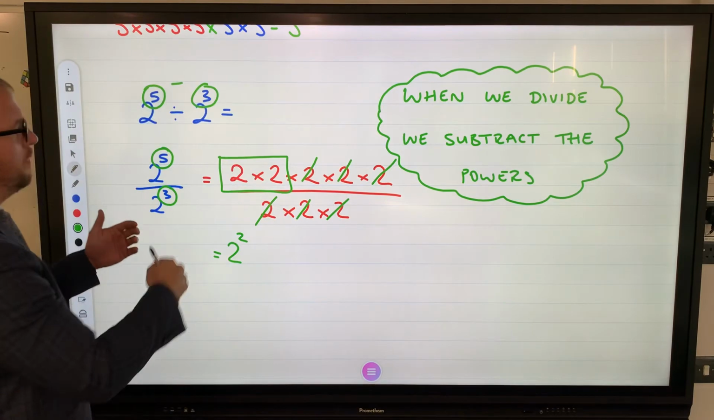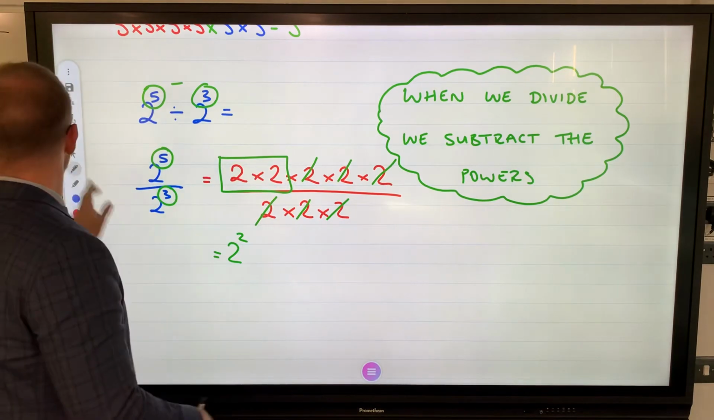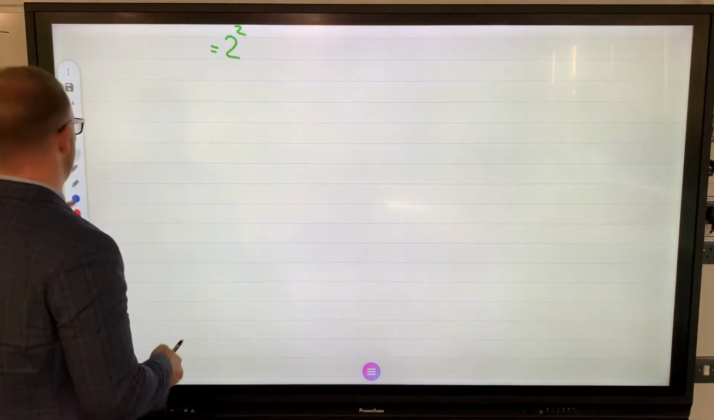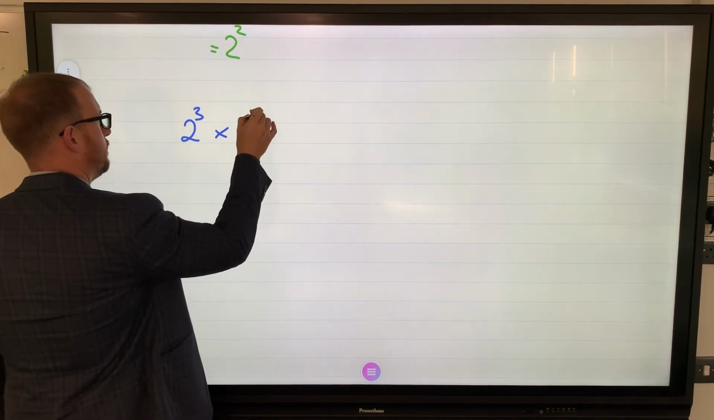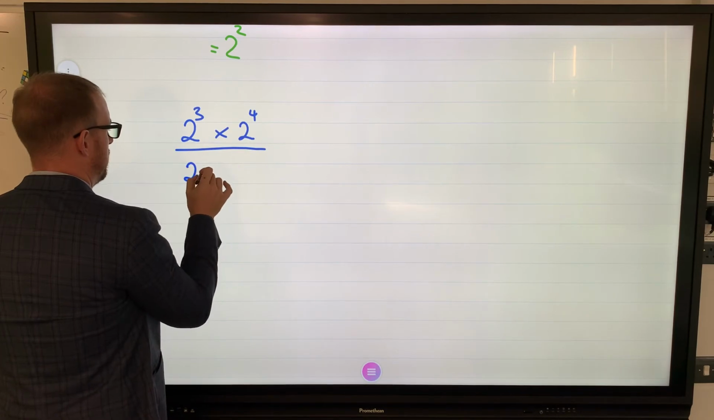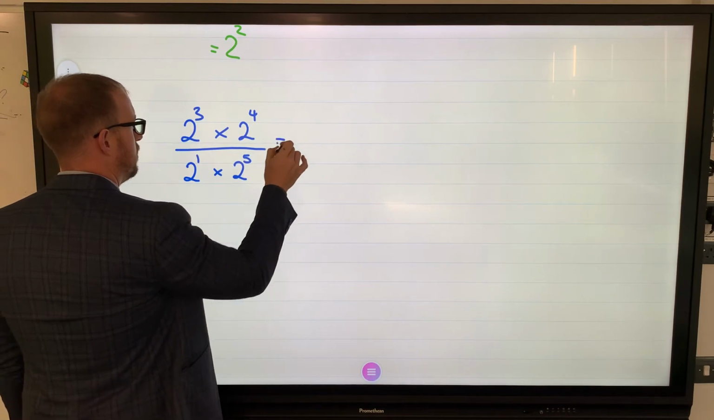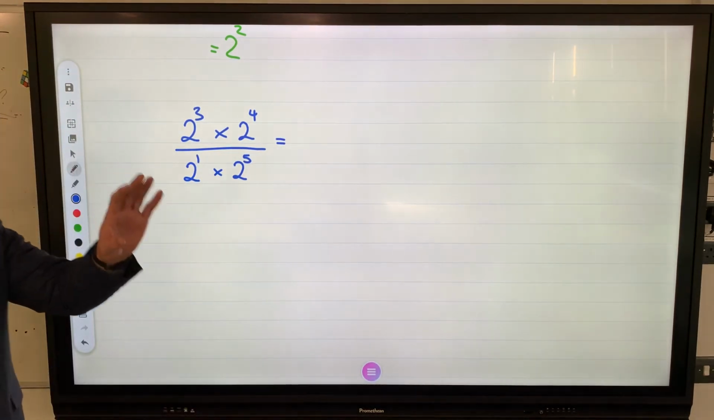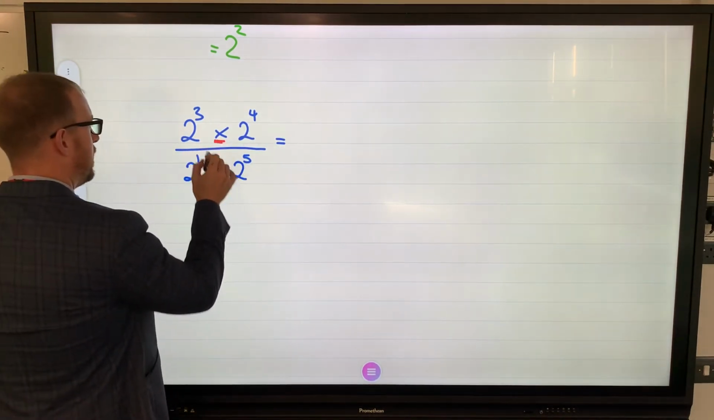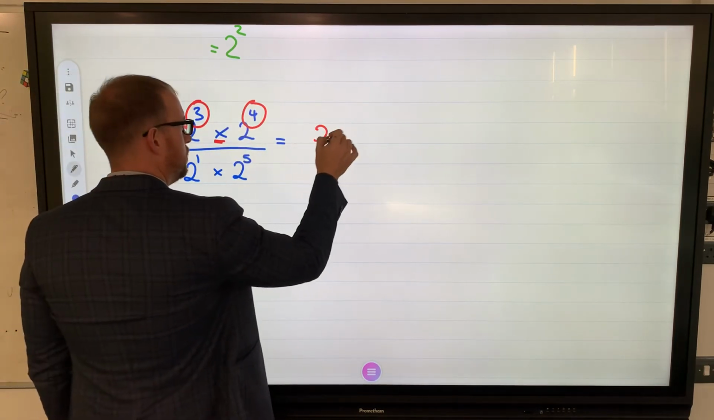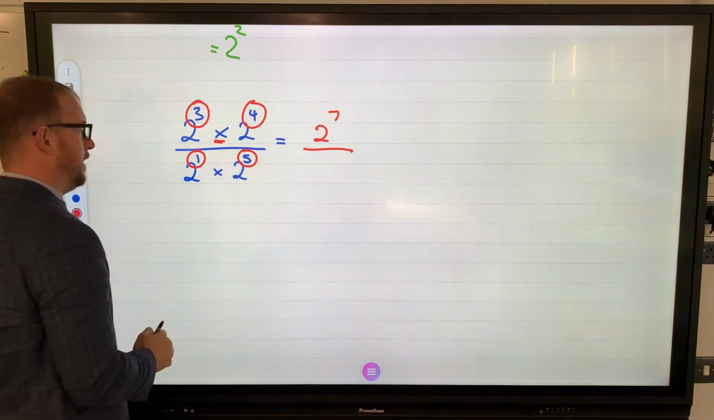Okay, so we know that when we multiply, we add the powers. When we divide, we subtract. Okay. Let's combine them both together. Let's have 2 to the power of 3 times 2 to the power of 4 divided by 2 to the power of 1 times 2 to the power of 5. Okay, big question now. Multi-step question, but let's just follow our rules. Right, multiply, you have to add the powers. So 2 to the power of 7 divided by 2 to the power of 5.